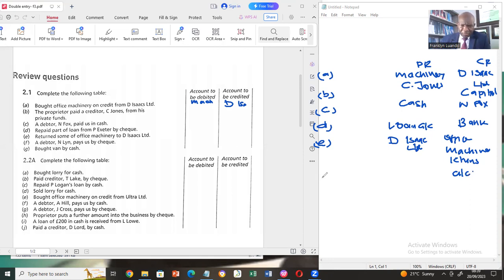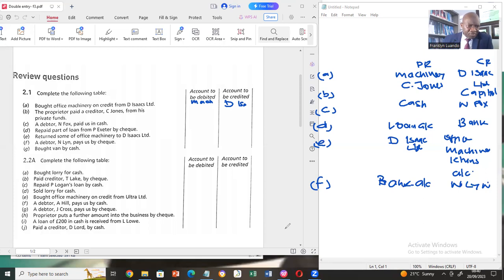Then we have F. Under F, we have a debtor, who is a receivable. The debtor pays us by check. So we are receiving, and the bank is receiving. The bank account, we debit because we are receiving. And the debtor is giving out, so credit the debtor's account, the giver.